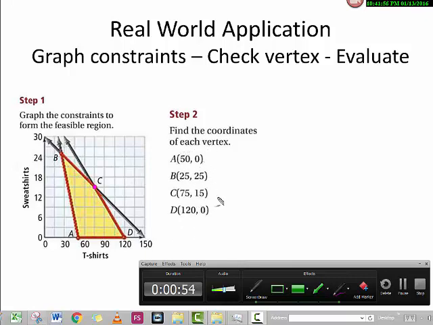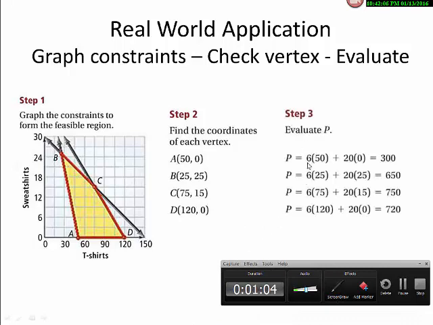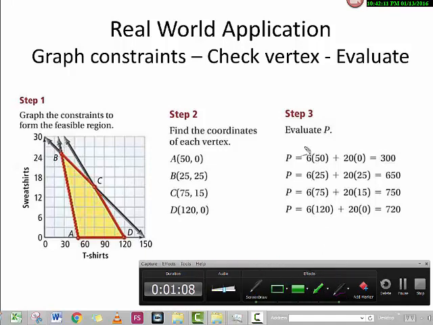So once we find all the vertices, the coordinates of each vertex, we can evaluate based on our profit function, which is 6x plus 20y. After we evaluate each single vertex, we can see the maximum is $750, which lies on vertex C right here.